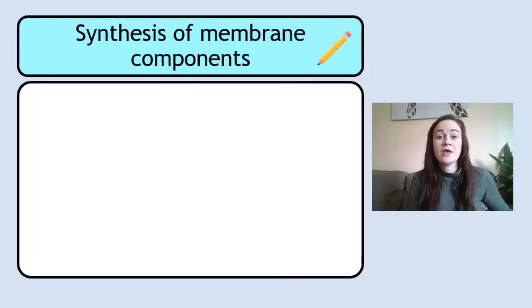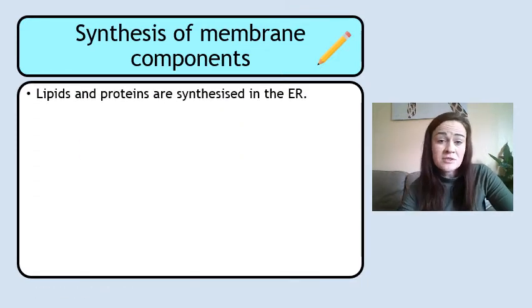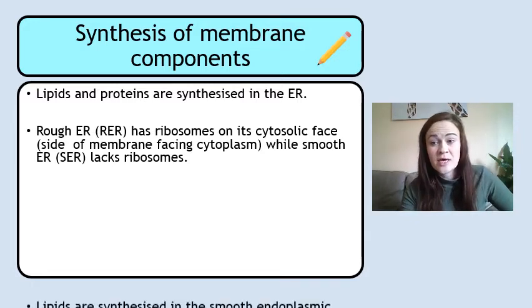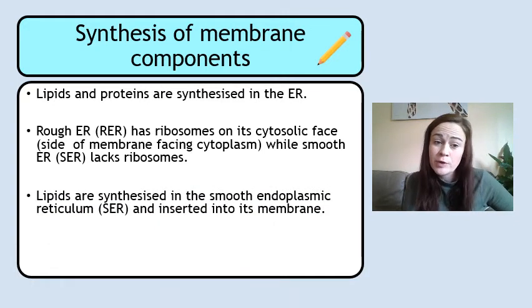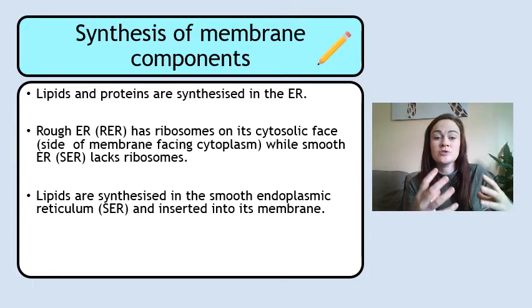Right, so to summarise our synthesis of membrane components, lipids and proteins are both synthesised in the ER. Our rough ER has ribosomes on its cytosolic face, facing into the cytoplasm, while the smooth ER has no ribosomes. Now the smooth ER is responsible for synthesizing the lipids, and once those lipids are produced, they're then inserted into the smooth ER's membrane.